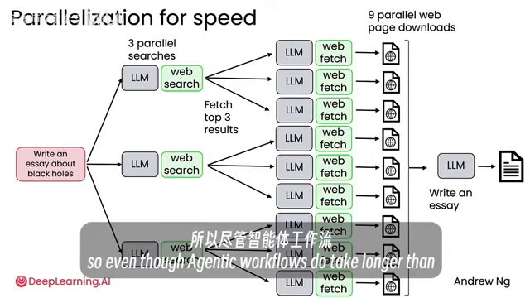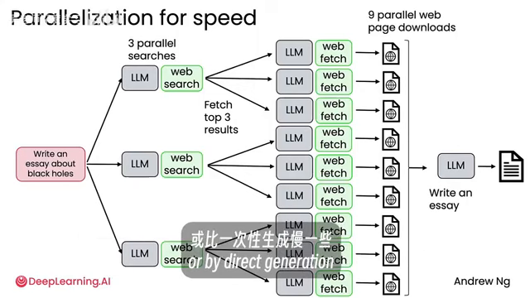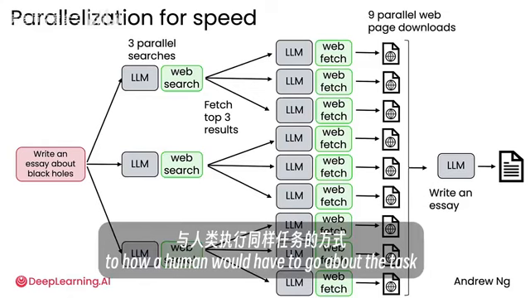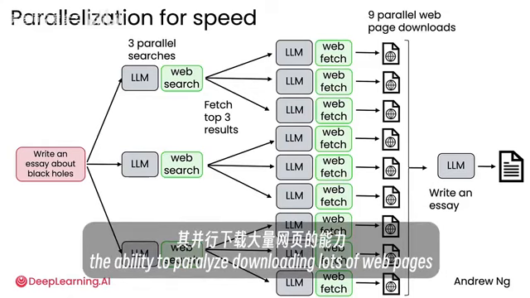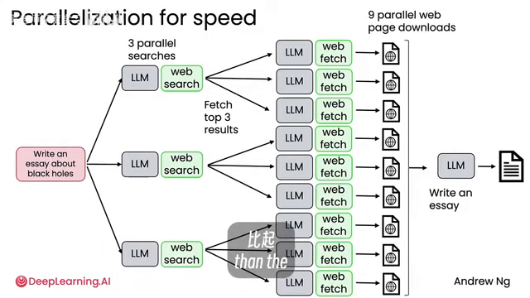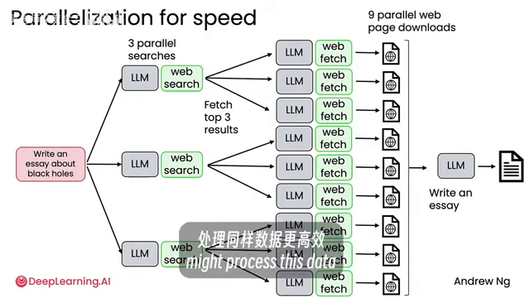So even though agentic workflows do take longer than purely non-agentic workflows, or than direct generation by just prompting a single time, if you were to compare this type of agentic workflow to how a human would have to go about the task, the ability to parallelize downloading lots of web pages can actually let it do certain tasks much faster than the non-parallel sequential way that a single human might process this data.